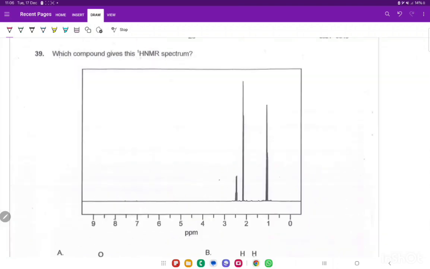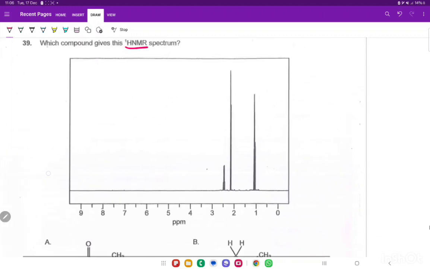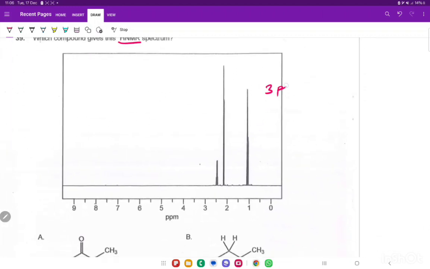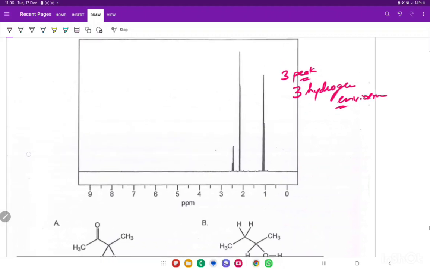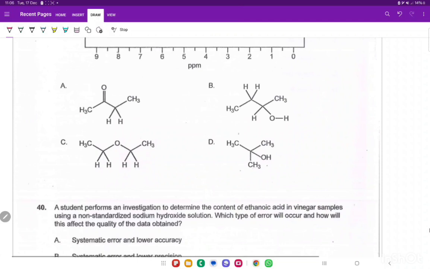Question 39, which compound gives the following H NMR spectrum? The spectrum shows 3 peaks, so the compound should have hydrogens in 3 different environments. I have to search for 3 hydrogen environments. In compound A, this carbon has a CO on it, so this will form one peak. This CH3 will form another peak, and this CH2 will form another peak. Compound A will form 3 peaks.